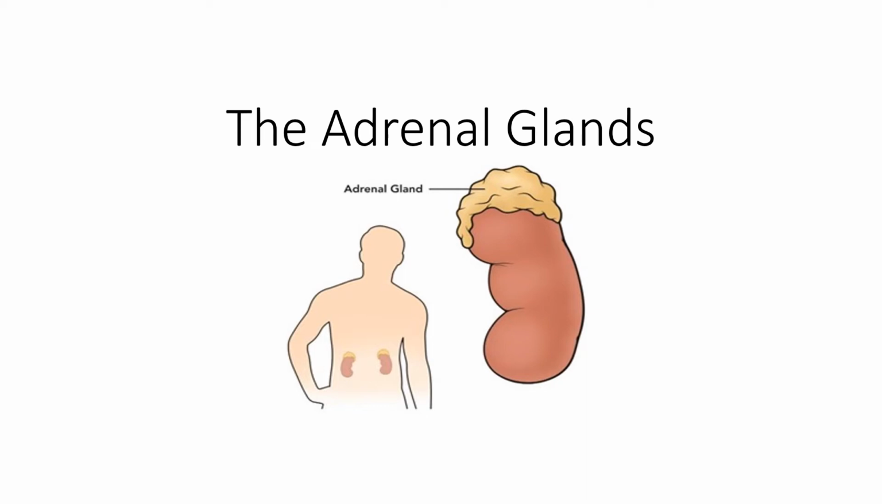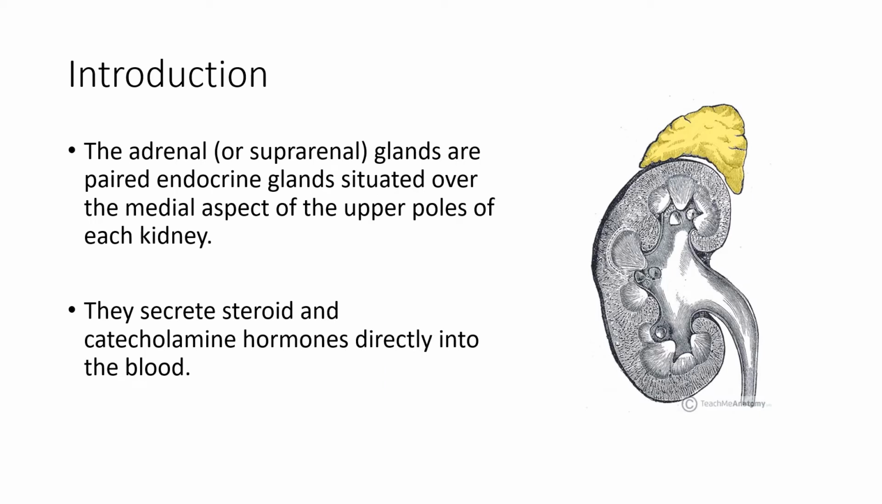In this video, we will discuss adrenal glands. The adrenal glands are also called suprarenal glands. They are paired endocrine glands situated over the upper pole of each kidney. This is the adrenal gland, this is the kidney. This is the upper pole and this is the lower pole. The adrenal gland is situated on the upper pole of each kidney.